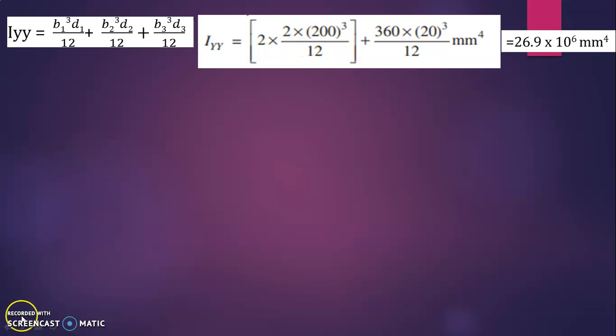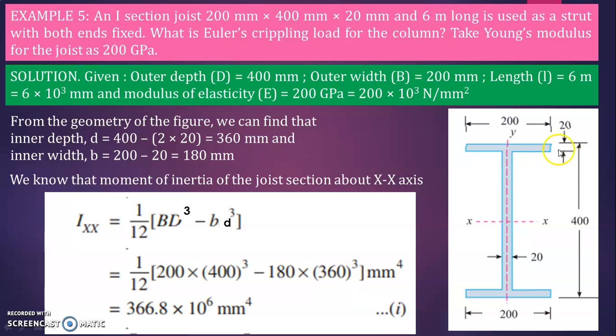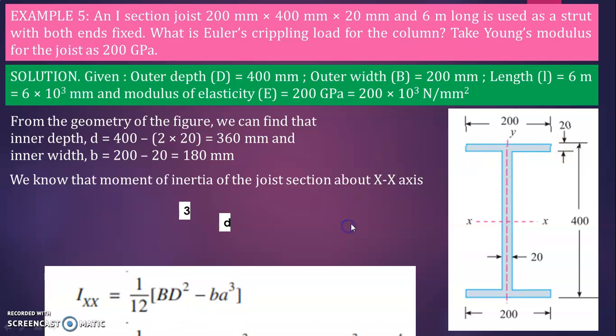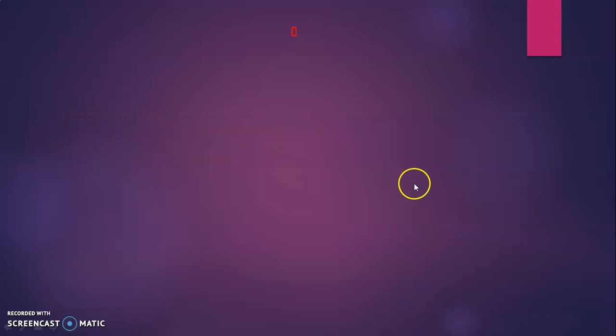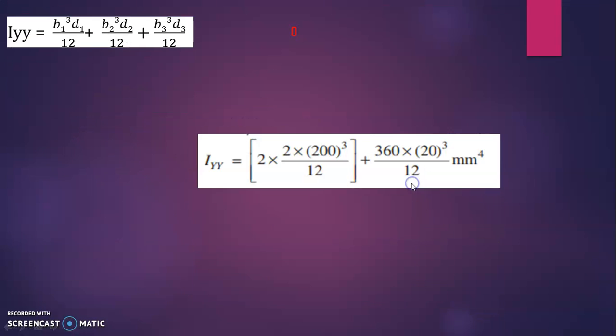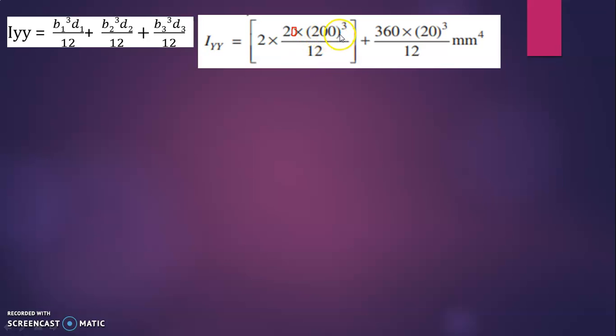20 into... okay, this is 20. B is, sorry, not B, depth. Here B cube is 200, and D is 20, but here we want B cube into D divided by 12. So that is why 200 cube into D divided by 12.